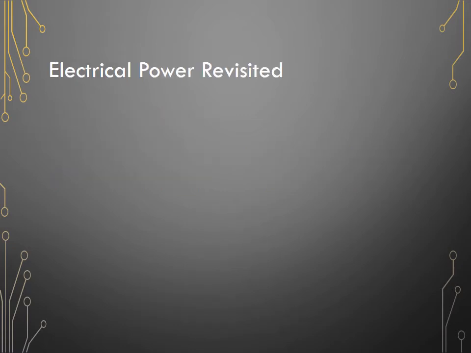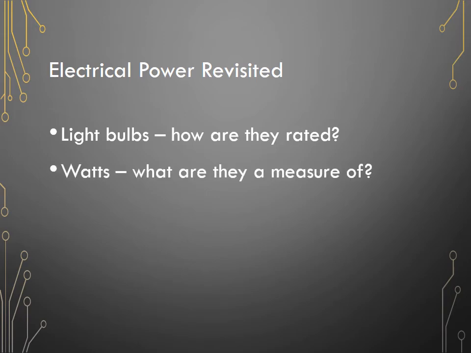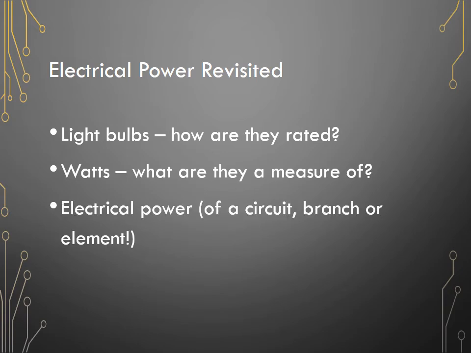So now we're going to use Ohm's law to look back at electrical power. We didn't talk about this before, but light bulbs, how are they rated when you go buy them at the store? Well, they're usually measured in watts. I want a 60-watt light bulb. So what are they a measure of? Well, it's power. It could be the power output of the battery, or it could be the power that's dissipated by a circuit element, like a light bulb or another resistor.